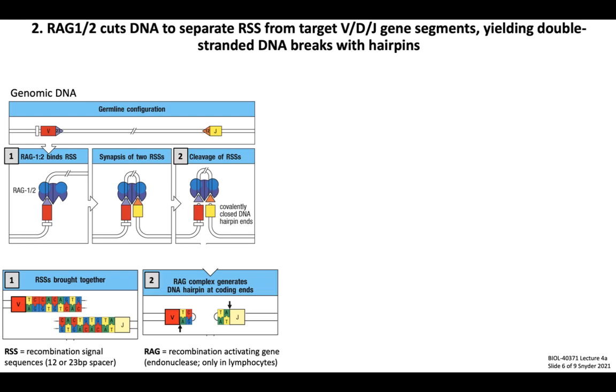So anyways, in this diagram on the top, you can see that RAG1 and 2 in purple bind to one RSS, which is the light purple triangle adjacent to a red V segment. And upon binding, RAG1 and 2 then recruits a second corresponding RSS, which is the orange triangle adjacent to the yellow J segment. And this brings the V and J segments together at the same site in order to target both with the endonuclease activity of the RAG complex. RAG cuts the DNA to remove the RSSs from the target gene segments, and the cut ends then form a DNA hairpin at the tip of a blunt double-stranded DNA break.